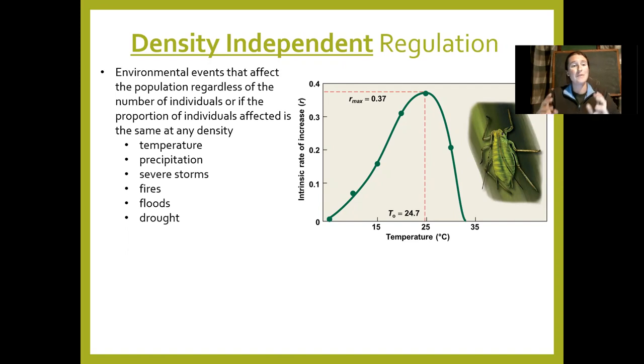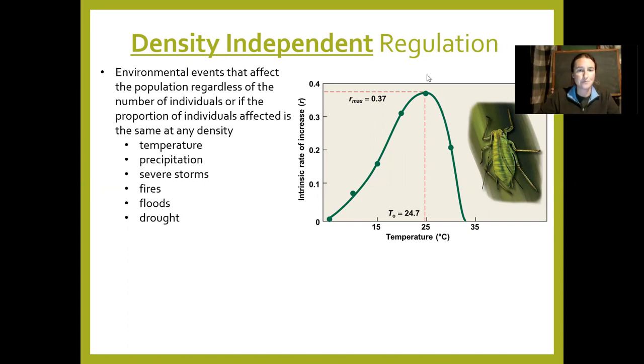Okay. So essentially, these are things like temperature, precipitation, any kind of natural disaster, right, like a fire, a flood, a drought, a volcano, anything like that is going to kill off individuals or even promote their existence, regardless of how many are already in existence.